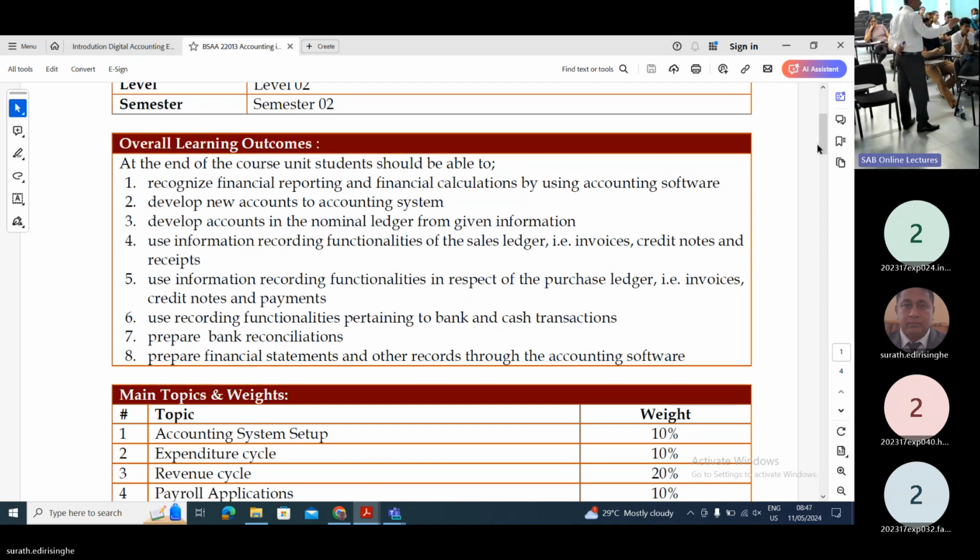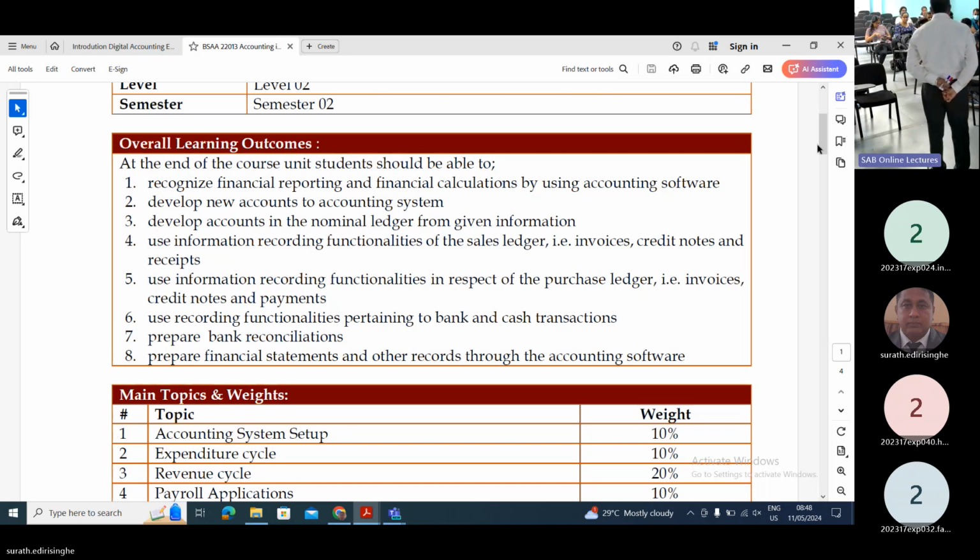Those financial statements have to be produced and customized by the end of the subject. This is the main purpose, the main objective of this subject. At the end, students should be able to prepare and modify or customize this set of financial statements for internal purposes and publication. Got this point? This is the main objective of studying this subject.